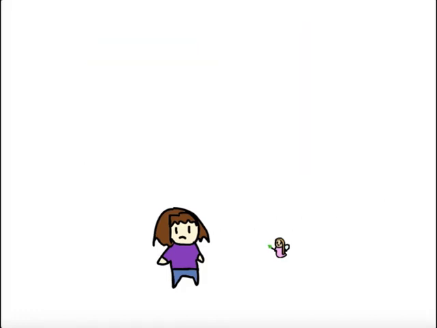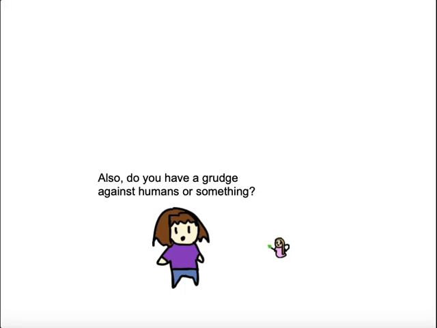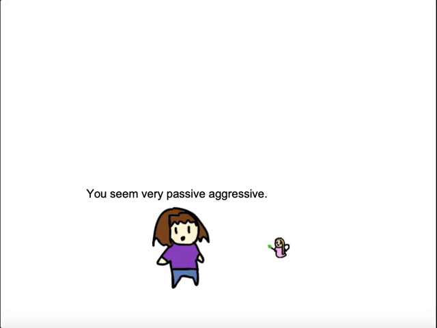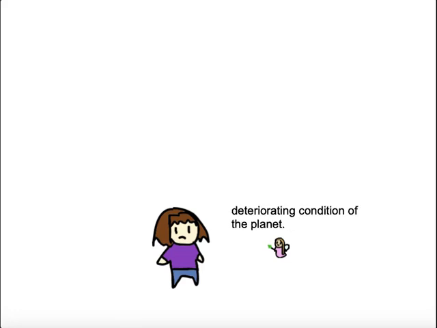done for tonight. Wow, I guess we already breezed through 4 chapters. Also, do you have a grudge against humans or something? You seem very passive-aggressive. Well, us fairies also live on this earth, and we can't really do anything about the deteriorating condition of the planet. So, do what you will with the earth.